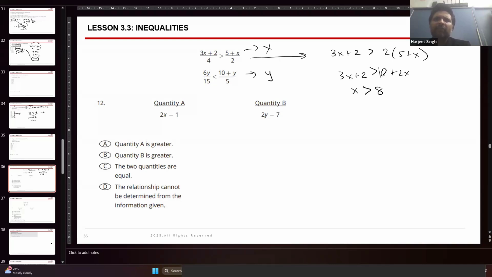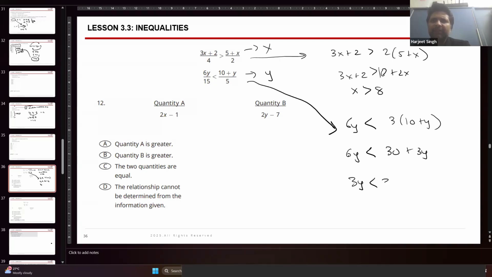Can you similarly solve for inequality 2 for y? Multiply both sides by 15 then. Correct, 15. So we have 6y less than 3 times 10 plus y. So 6y less than 30 plus 3y. So 3y less than 30, y less than 10.